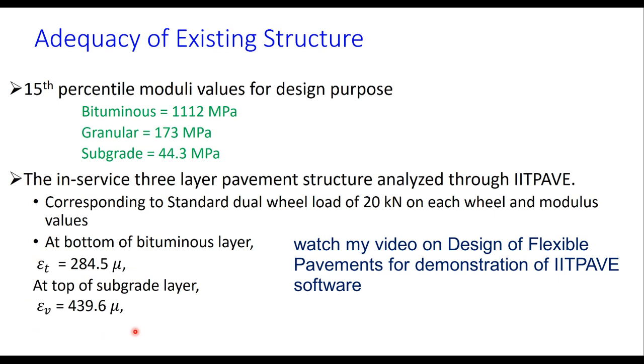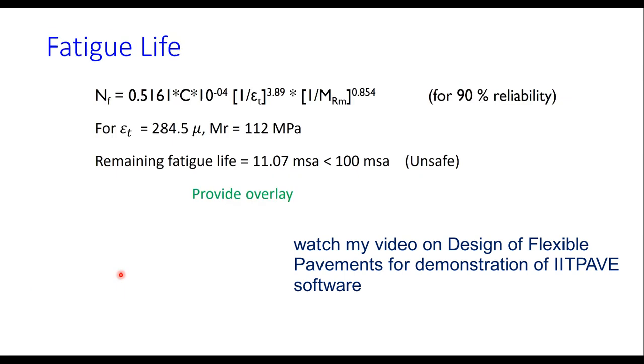And how to run IITPAVE, I explained in detail in my earlier session on design of flexible pavement. You may refer to that. Now with this value of tensile strain at bottom of bituminous layer, we calculate the life. We calculate fatigue life using this equation where epsilon T is 284.5 micron and MR value is 1112 MPa. So we get the remaining life 11.0 MSA from this equation, which is less than 100 MSA, and therefore it is unsafe. So we need to provide overlay.